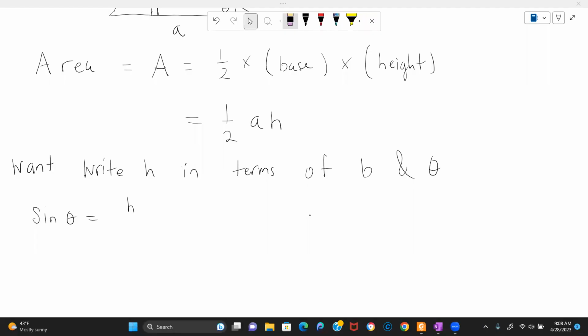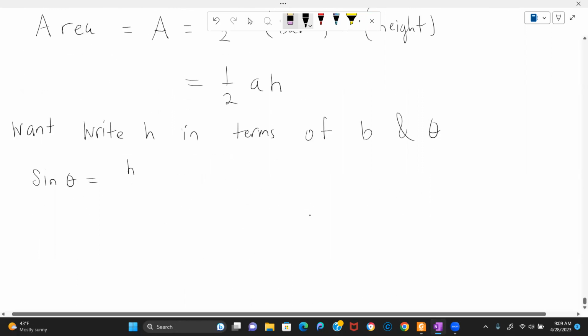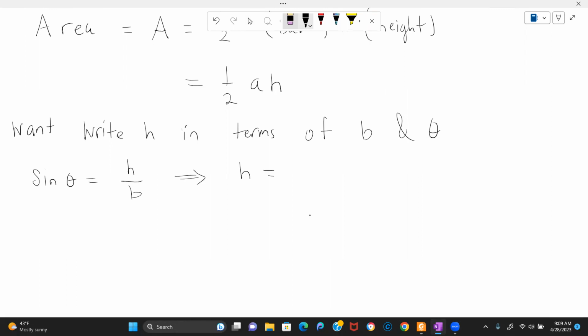So now if we look at this triangle here, imagine we're standing at this vertex right here, and we want to compute sine of theta. Well, sine of theta is the length of the opposite side, which is h, divided by the length of the hypotenuse, which is b. So sine of theta is h over b, and of course we can easily solve for h in terms of theta and b. So h is going to be b times sine theta.